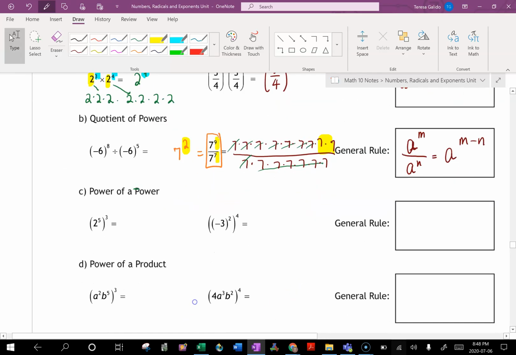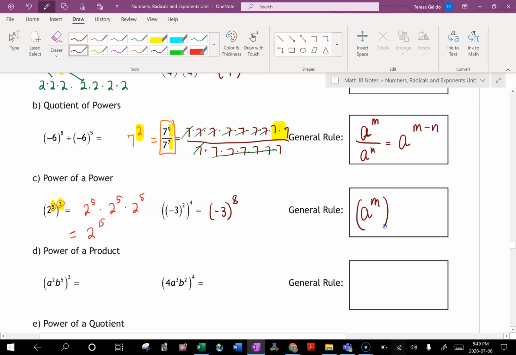And what about if you have a power of a power? Take note here that you have an inner power and an outer power. So in this case, if you have 2 to the 5th raised to the 3rd exponent, then you can say that you have 2 to the 5th 3 times. And now we know that 2 to the 5th multiplied by 2 to the 5th and another 2 to the 5th is equal to 2 to the 15. So you can probably see what the rule is. What do we do with the inner power and the outer power? We multiply them. So in this case here, we have negative 3 raised to the power of 2 times 4, which is 8. So your rule here is a to the m raised to another power of n. So you have an inner and outer exponent. The answer would be a to the m times n.